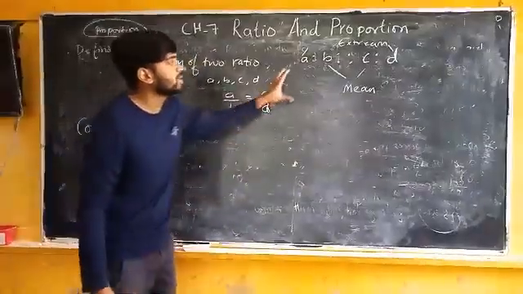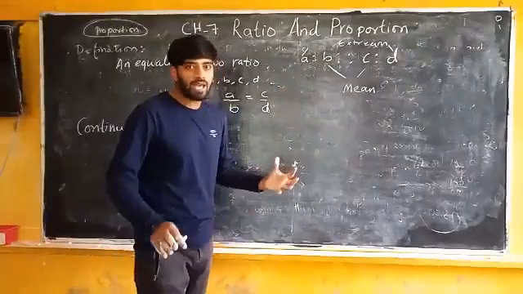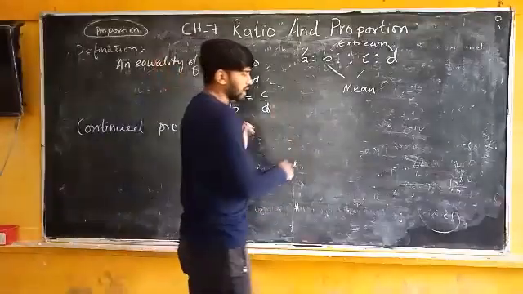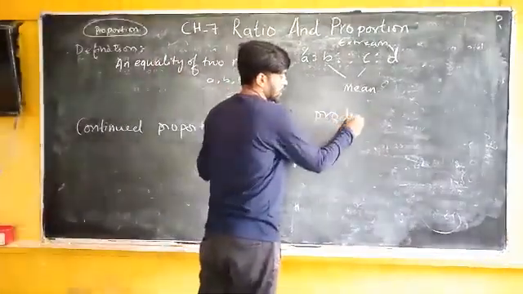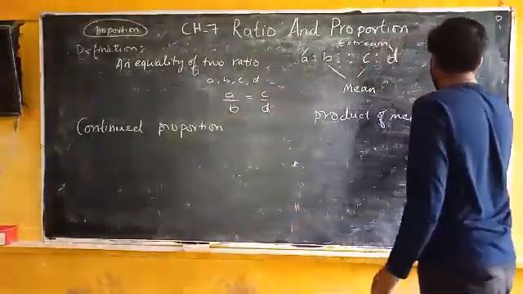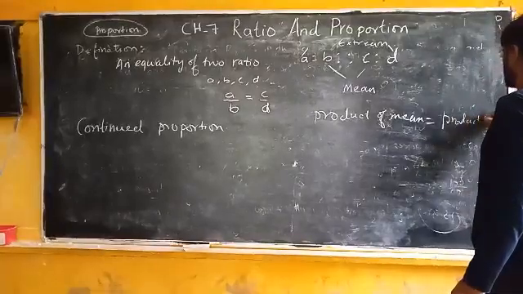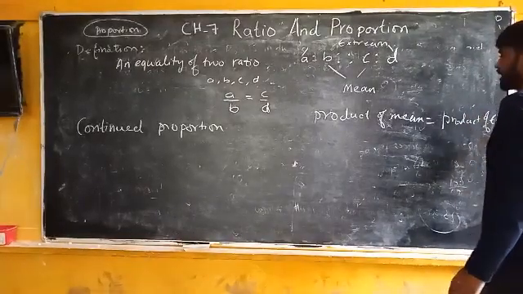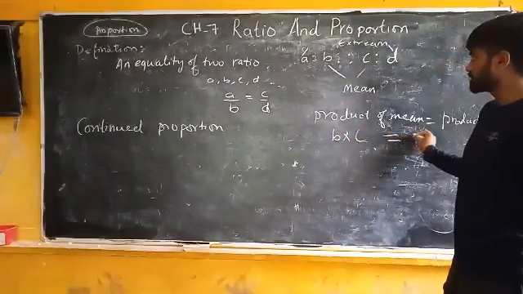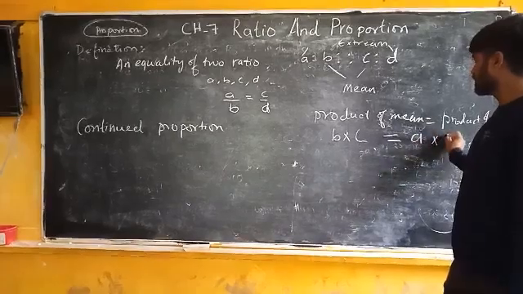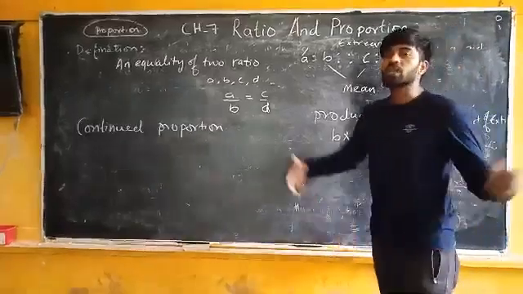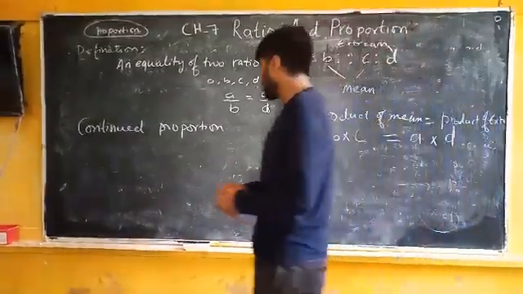If I have to figure out whether 4 given numbers are in proportion or not, I'll be using this formula: product of means should be equal to product of extremes. For example, B into C, whatever comes on multiplying, should be the same as A into D. If it doesn't come equal, it means the 4 numbers given in the question are not in proportion.